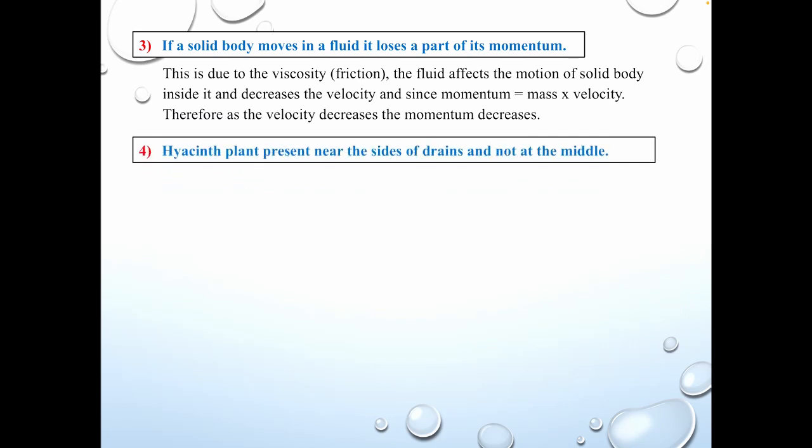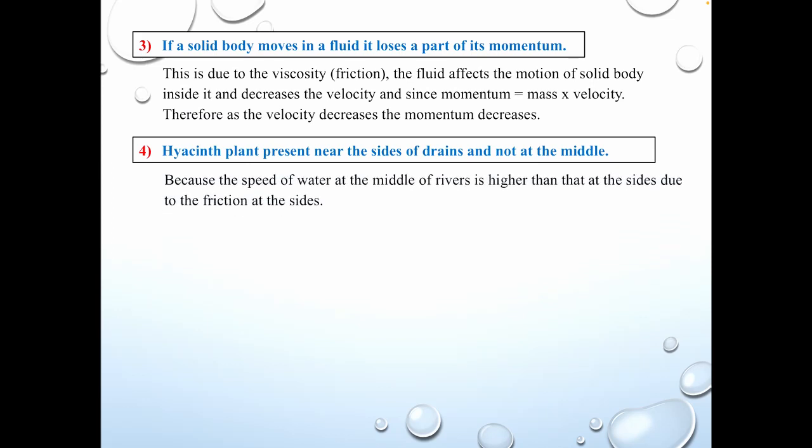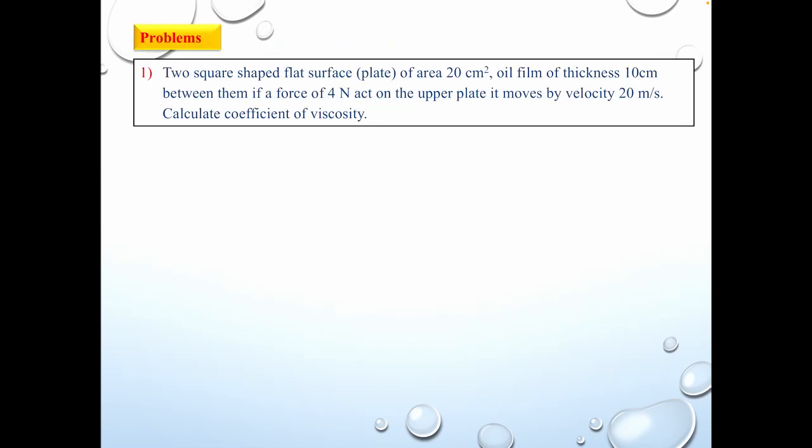Another give reason: high plants, lilies, are present near the sides of rivers and not at the middle. At the middle of the river, high speed. At the side, high friction force, low speed. Look at this answer: because the speed of water at the middle of rivers is higher than that at the sides due to friction at the side.